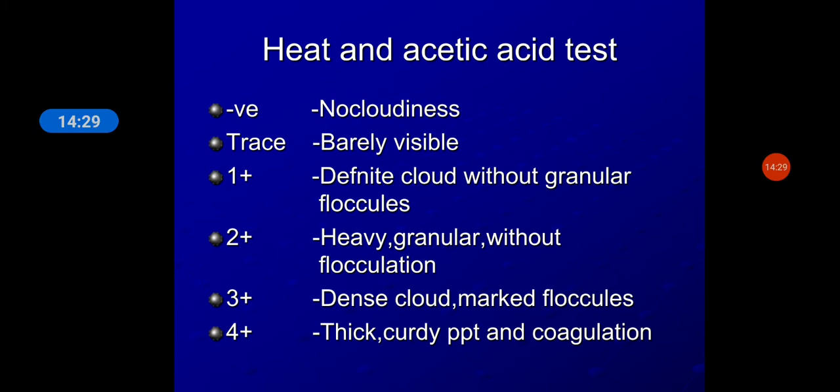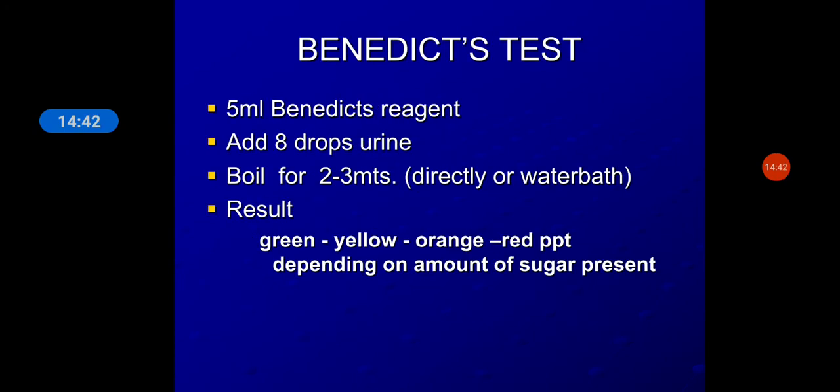So what are the two investigations you will do for proteins? One is the heat and acetic acid test, and the other is the sulfosalicylic acid test. When you're doing the experiment, we expect you to do both of these. This is very much important for you. So next we'll go to Benedict's test.